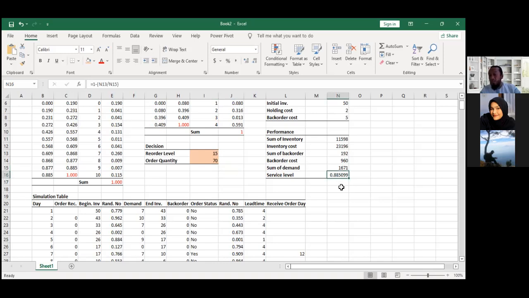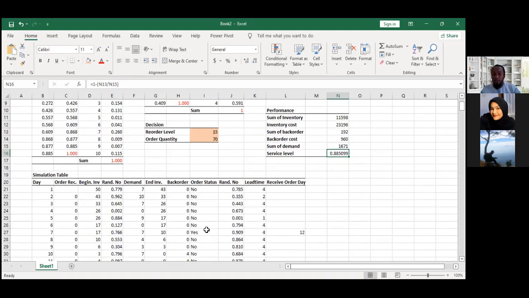This is still incomplete, because I still haven't considered the ordering cost. From here, we can try to count the status of order. If yes, we count it, and we multiply with the order cost. So we can combine it with the inventory cost and also the back order cost. Then we can calculate the total cost. So we can try to simulate and observe the trade-off between service level and the cost performance.